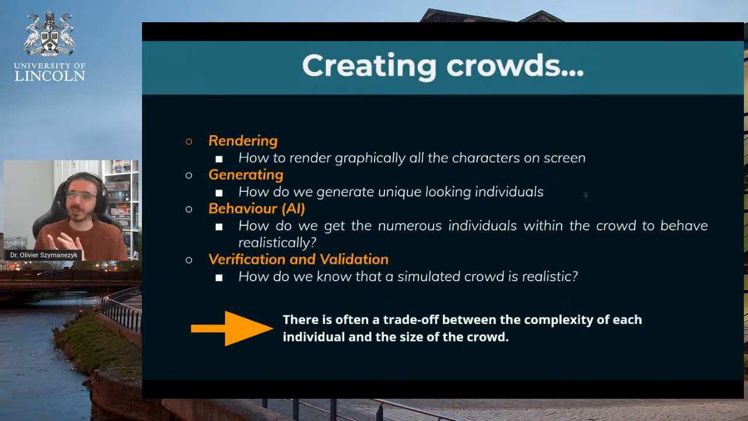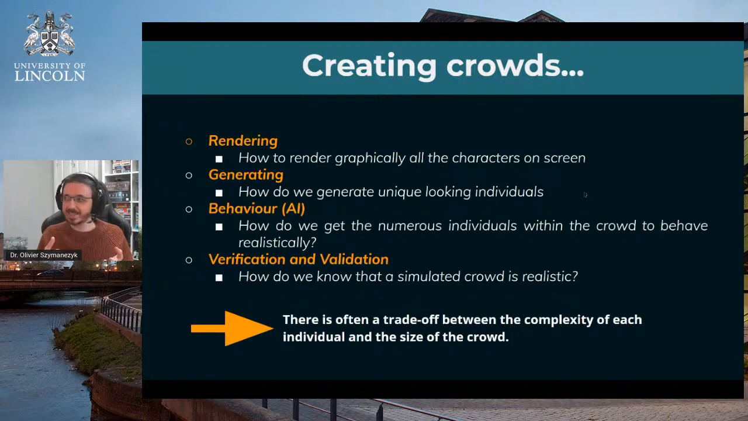Stuff like rendering. The question is, how do we get as many characters on the screen? Because if we're thinking about an individual, let's say one person is made out of, let's even say 5,000 polygons, and we want to have a crowd of, let's say even 1,000 people, that's already 5 million polygons on the screen. How does the graphical engine render as many individuals on the screen?